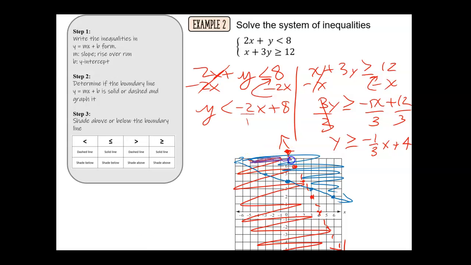And then you can see the double overlap is right here. And then example 3 you can do on your own. Fun.